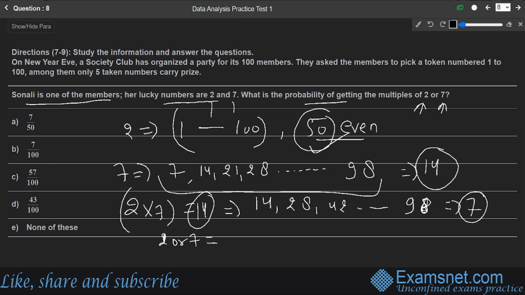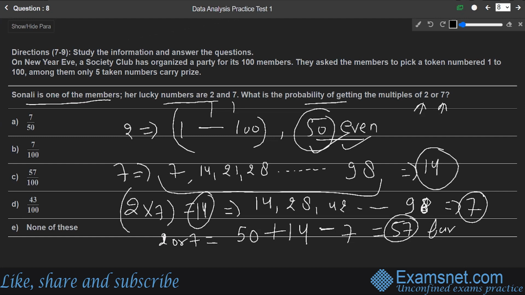So what we have to do: total multiples of 2 or 7 are the multiples of 2, that is 50, plus the multiples of 7, that is 14, but subtract from them the multiples of 2 and 7 both, because they have already been covered in the 50 and 14 themselves. So we have to subtract 7 out of this. So the ultimate number comes out to be 57. So there are 57 such numbers which are either multiples of 2 or multiples of 7. So this is our favorable number of cases.